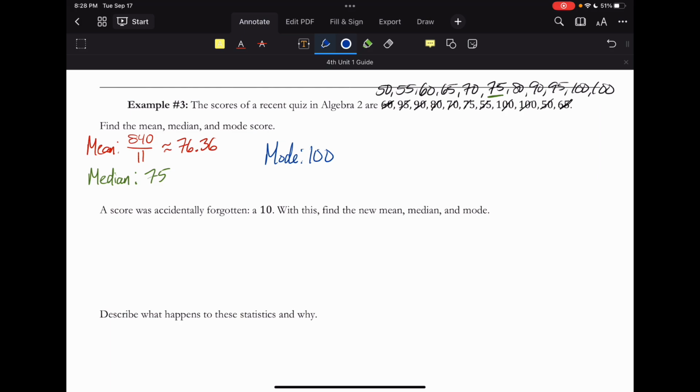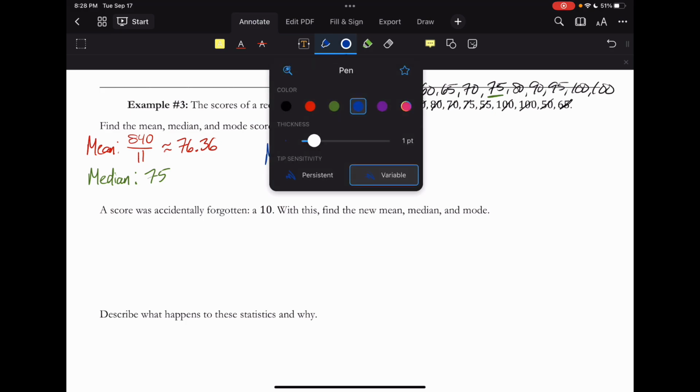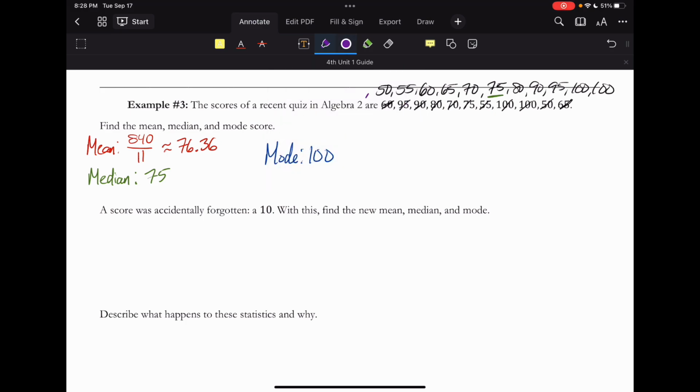Now it says a score was accidentally forgotten, a 10. With this, find the new mean, median, and mode. Okay, so if I were to just tack on a 10 there, I'm going to start with my mean. So you don't have to re-add everything because you already got 840, so we're just going to add 10 to that. So 840 plus this new score of 10, but we're not dividing by 2 now. We're still dividing by how many data points we have, which is 12. So that's going to get me 850 divided by 12, which is about 70.83.